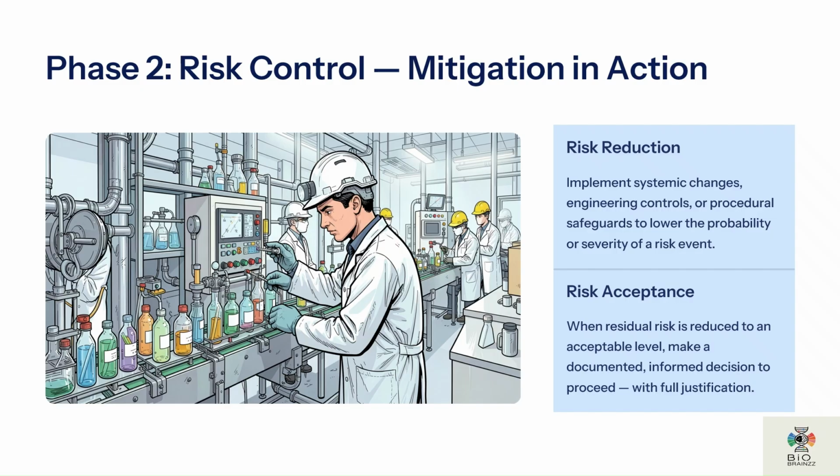Once risks are identified, the next step is risk control. There are two major components. Risk reduction. This involves implementing controls to reduce either the probability of occurrence or the severity of impact. Examples include equipment upgrades, additional training, SOP revisions, process improvements, and engineering controls.